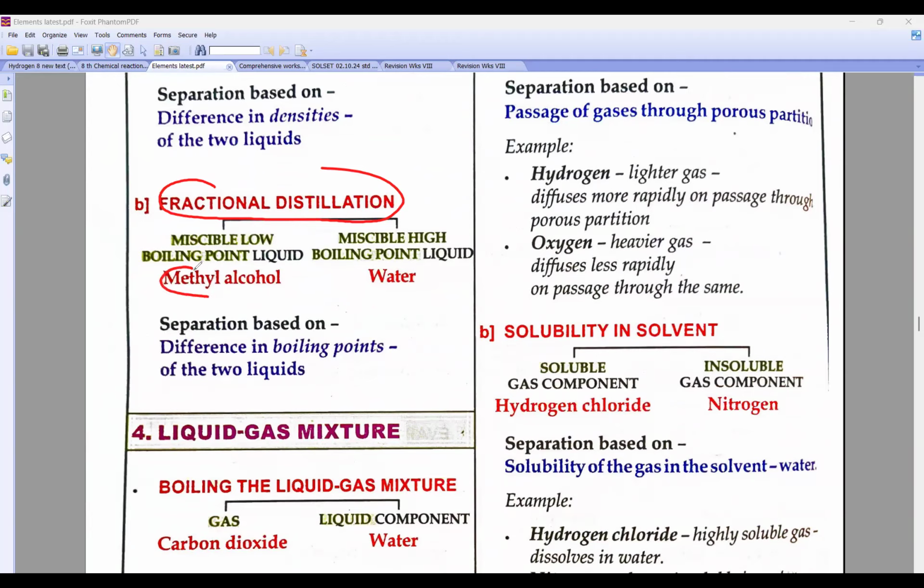What is the name of this alcohol? Methyl alcohol and water. So how to separate? If they ask what the principle is, it is the difference in boiling point. Clear? This alcohol has a lower boiling point and water has a higher boiling point. So whose vapours will form first on heating? Methyl alcohol.